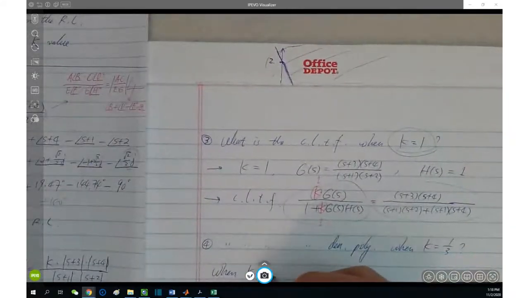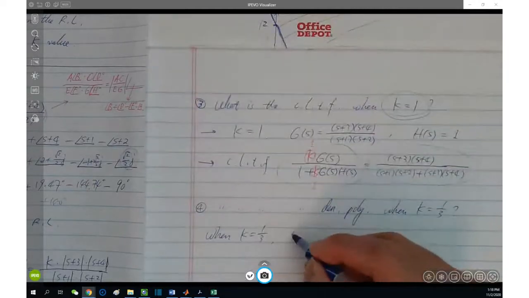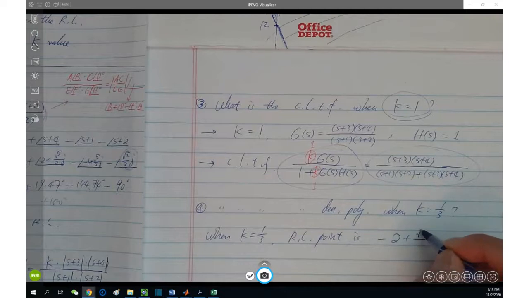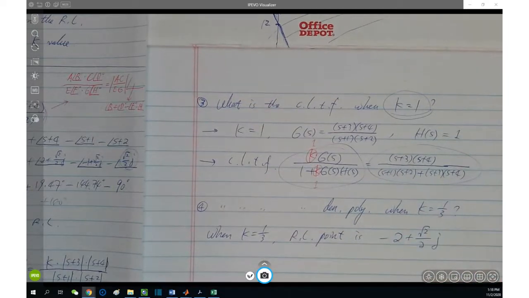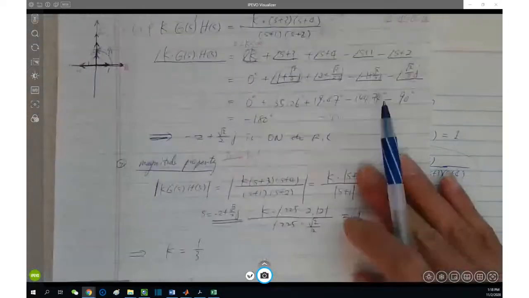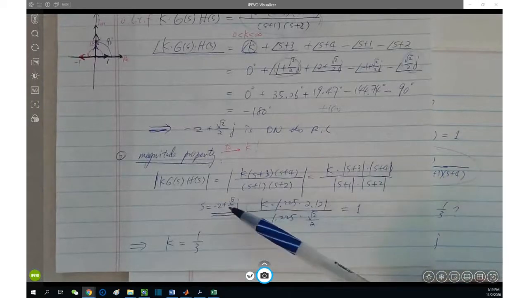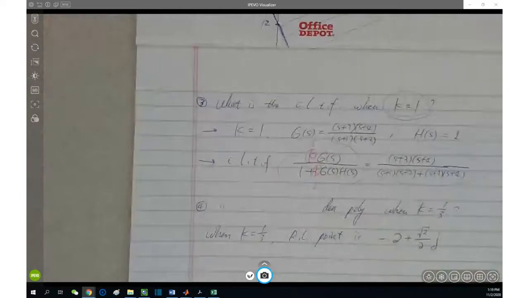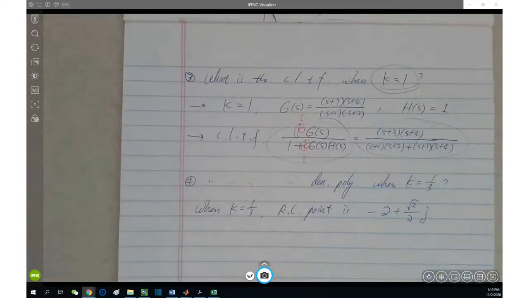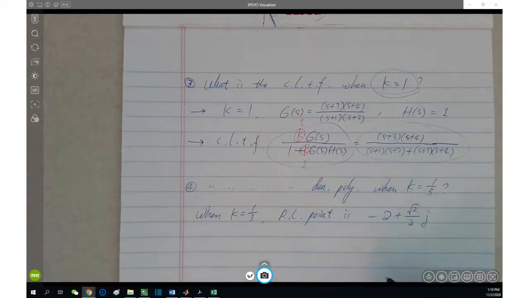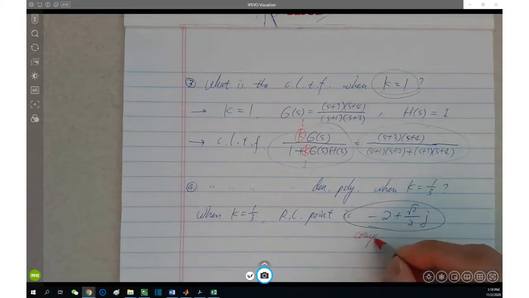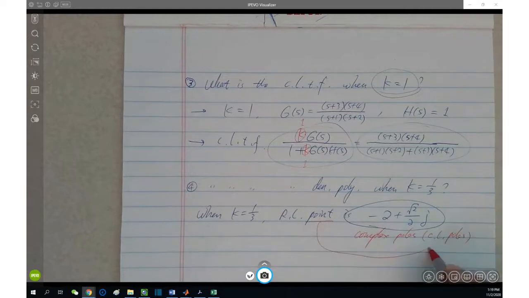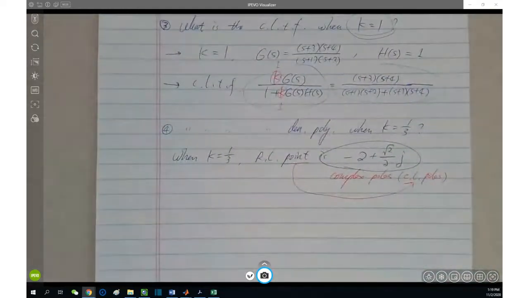When K equals 1/3, the root locus point is -2 plus j, because of the question 2 answer. Substitute this particular point into the magnitude property, and you find 1/3, right? So going back, if K equals 1/3, then what is the locus point we are talking about? It is this point. However, it is a complex pole, of course a closed loop pole. This point is nothing but a closed loop pole, because we are talking about a point along the root locus.